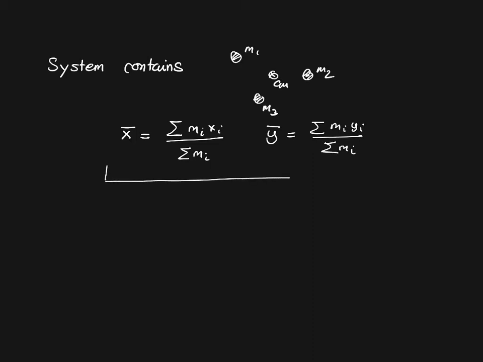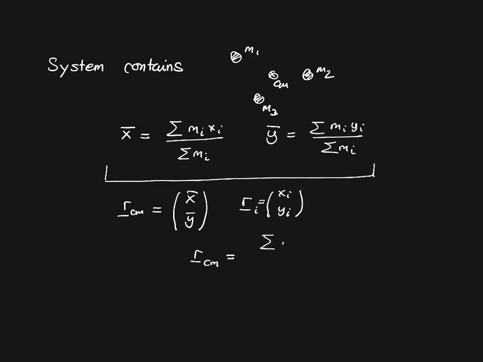We can combine these two equations and write it in vector form. So if we write down R_CM, the center of mass, equal to X bar and Y bar, and Ri, the position of the i-th particle, is Xi and Yi, we can write R_CM equals the summation of MiRi divided by the summation of Mi.